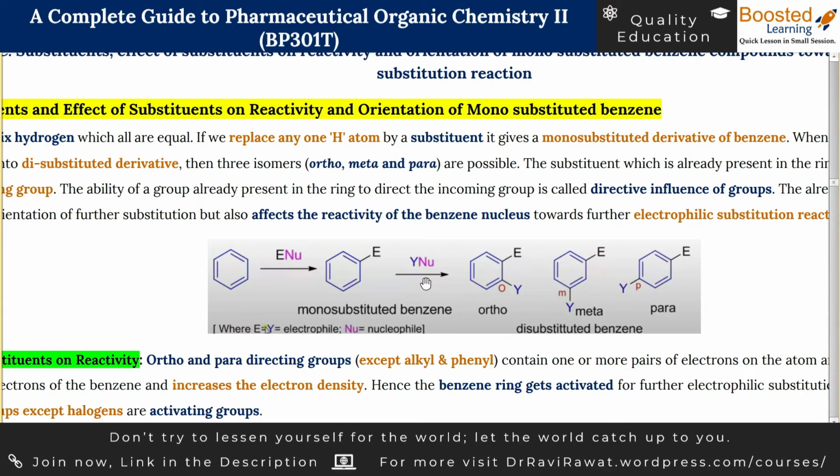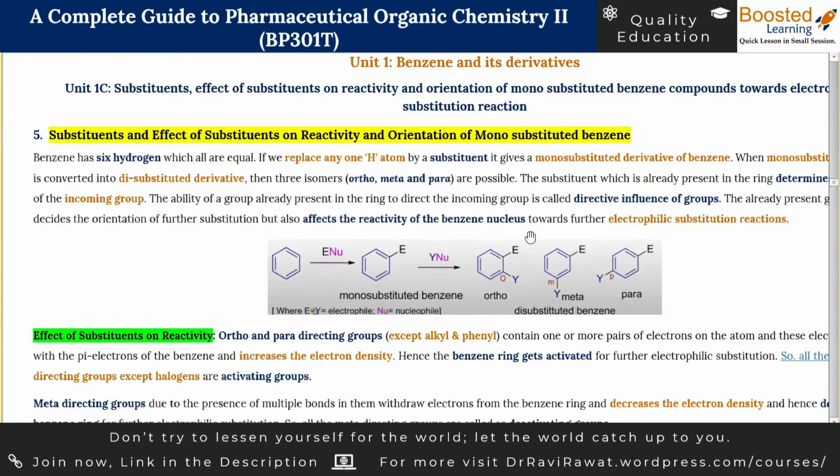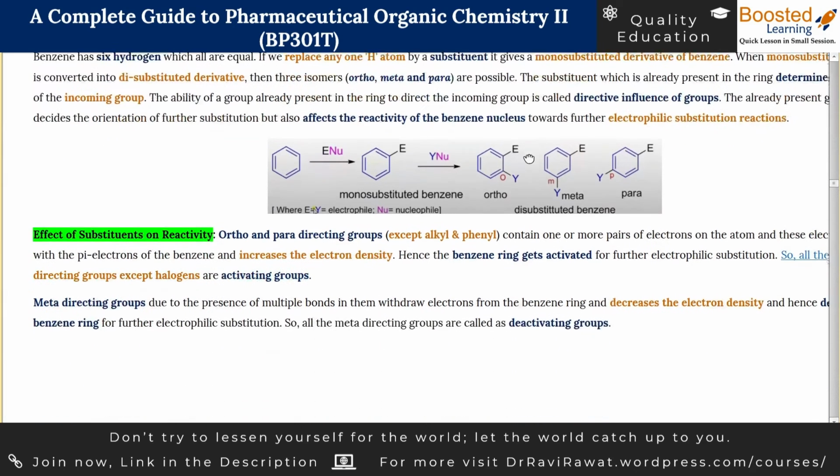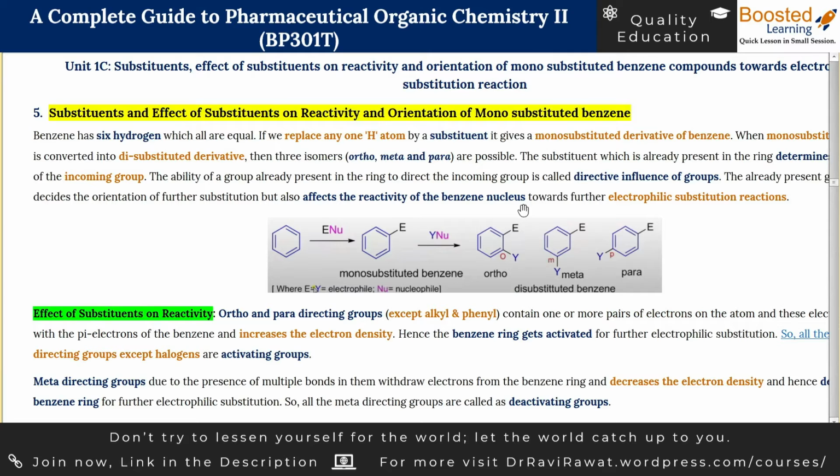And the second thing is orientation. That means whether the incoming electrophile is going to add on the next position to the already present substituent. This is called the ortho position. Or whether it is going to add to the next position after that, which is called the meta position, or the position after that, which is called the para position. So this is the effect of the already present substituent on the incoming electrophile. Okay, so these two effects we have to study. This is what is written in the text over here.